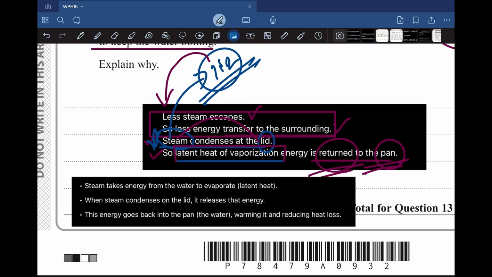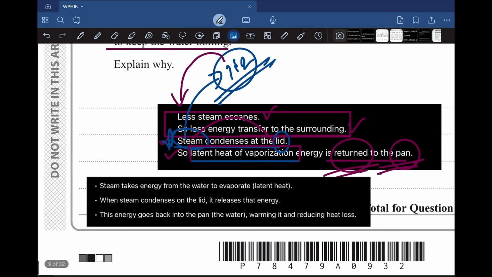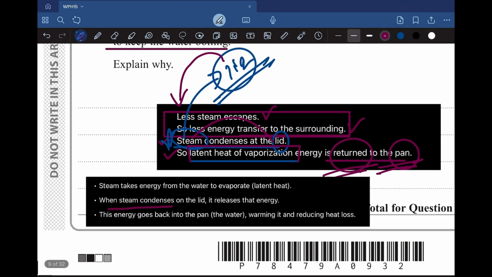It says steam takes energy from the water to evaporate, right? And when steam condenses on the lid, it releases that energy. This energy goes back into the pan, warming it and reducing heat loss.